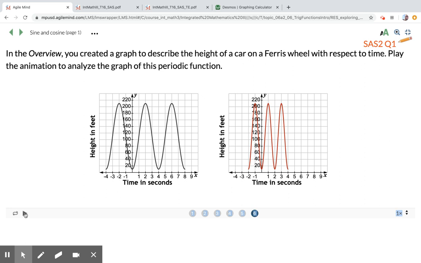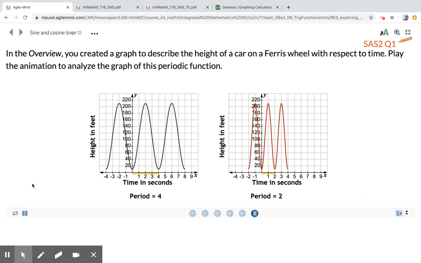Now, I hope you noticed almost everything was the same, but not quite. My domain was the same. It goes forever to the right, forever to the left. We just didn't do that, but we could have. So my domain would be all real numbers. And range is up and down. Well, the lowest it's going is 10 feet, and the highest it's going is 210. So my range is still all real numbers from 10 to 210.